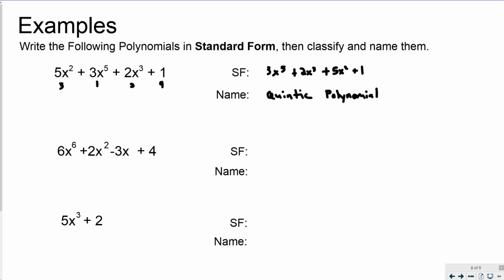The next one is already in standard form because this is the highest, this is the next highest, this is the third highest, and 4 is the lowest. So I'm just going to write 6x to the sixth plus 2x squared minus 3x plus 4. And the name of this, highest degree 6, so we would call this a 6th degree polynomial.